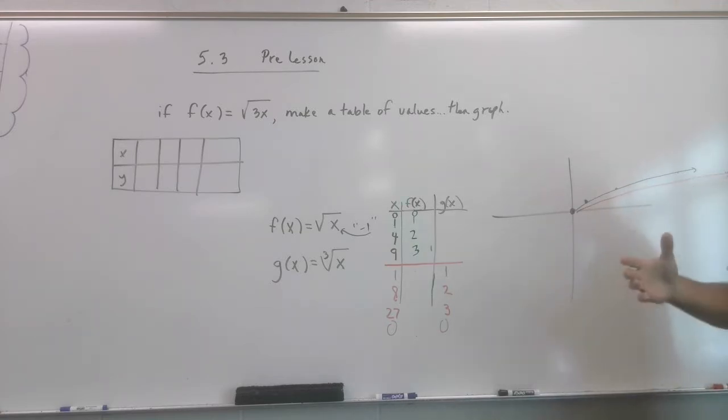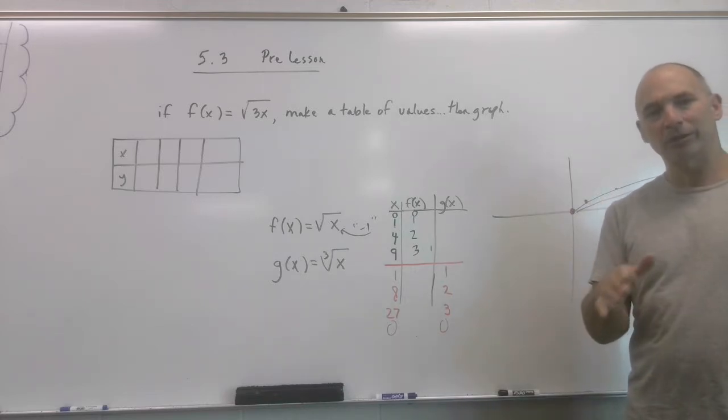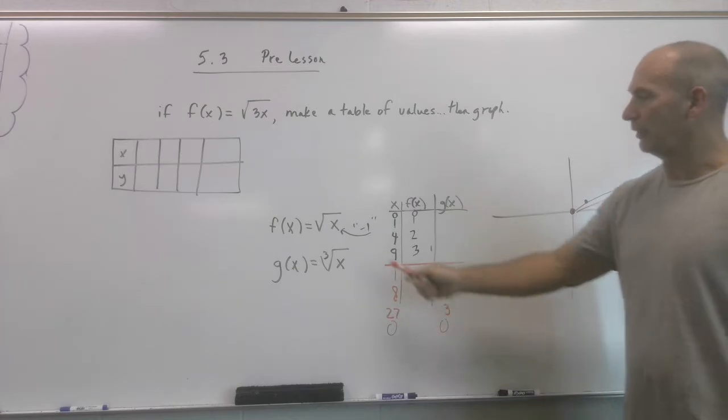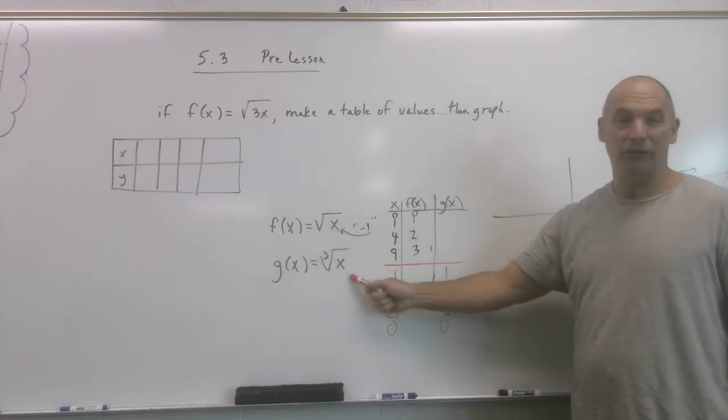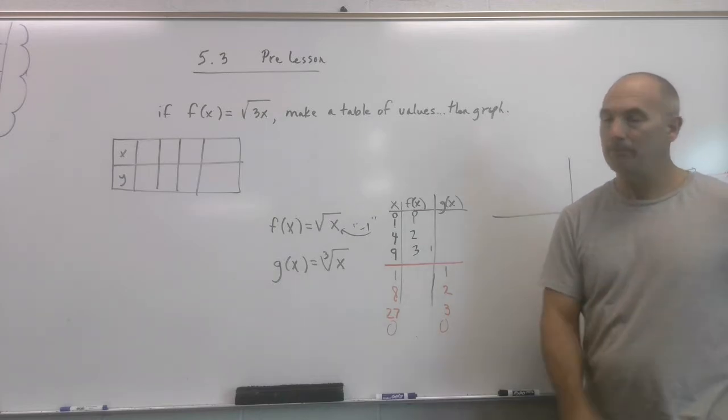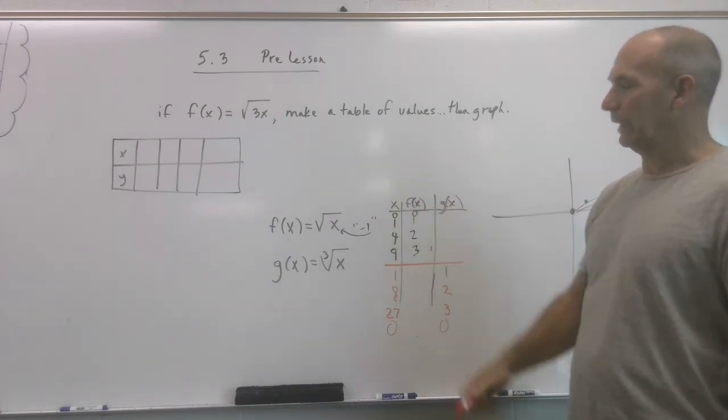So they're very similar. The cubic root of x is a little flatter than the square root of x, but they're very, very similar. So these are going to be called parent functions. So then we're going to manipulate these and see what happens. But before they do that, they kind of give you an interesting problem.